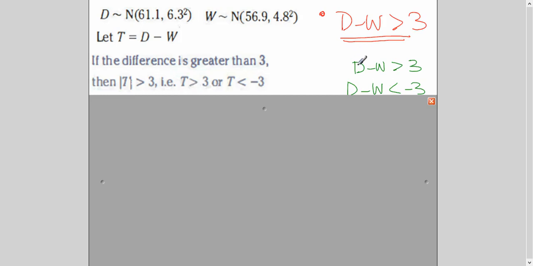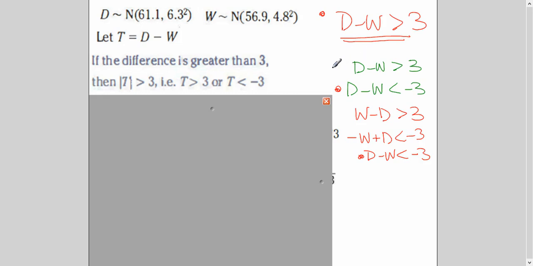So let's see. Suppose I have taken d minus w greater than 3. Now the question is why I'm taking it. It could be this or it could be this, right? D minus w greater than 3, or w minus d greater than 3. If I work out on this question, d minus w greater than 3, and multiply throughout this inequality by minus, I will get this. The sign reverses. Then I'm writing d first and minus w second. So this thing is actually equal to this thing, right?